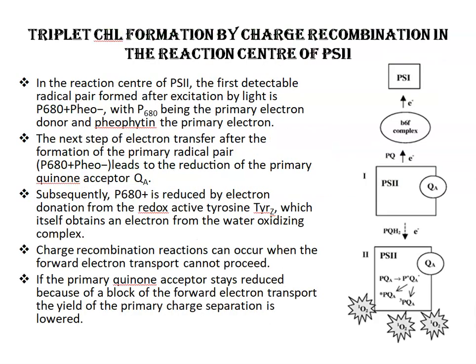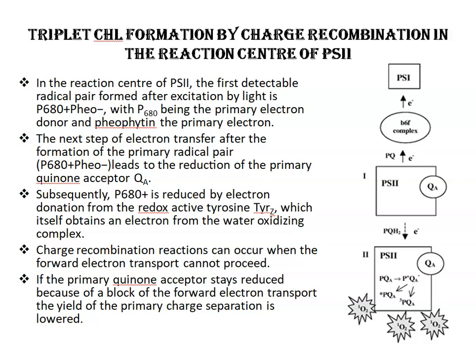Now, before discussing quenching of singlet and triplet excited states of chlorophyll, I will tell you how this triplet chlorophyll is formed by charge recombination in the reaction center of photosystem 2. In the reaction center of photosystem 2, the first detectable radical pair formed after excitation of light is P680 plus pheophytin, with P680 being the primary electron donor and pheophytin the primary electron acceptor.